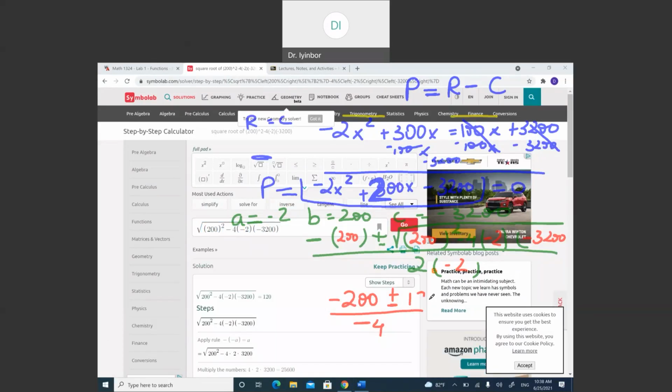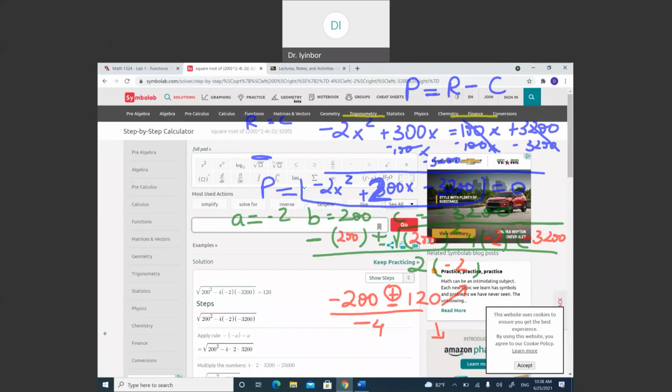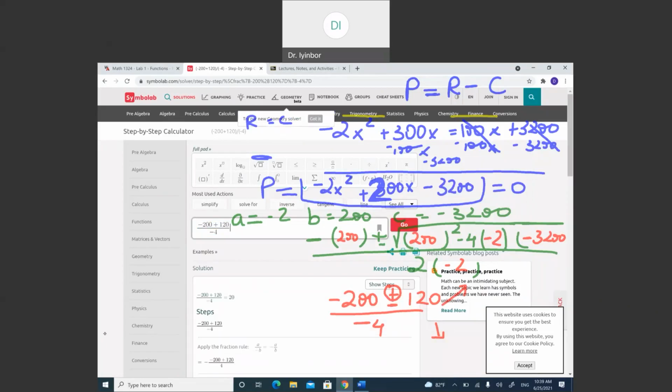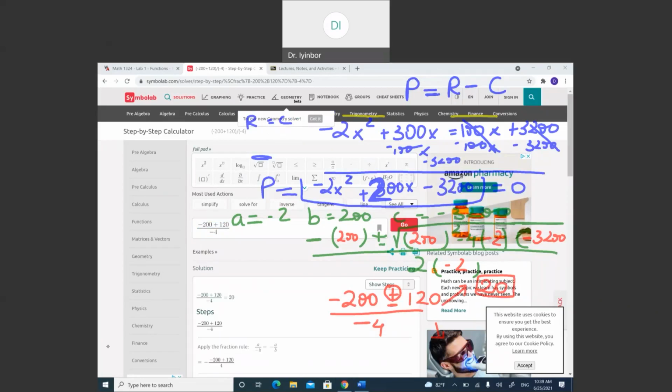And then I'm going to do plus and minus. So when I do plus in the calculator, I'm going to do the fraction. And then I'm going to do the minus. So let's do the fraction. I'm going to delete this. And I have the fraction: negative 200 plus 120 over negative 4. So I'll just plug it like that to simplify, and that gives me 20. So my first answer is 20. And then I'm going to do the other one. Let's see when I change this to negative: negative 200 minus 120 over negative 4 is going to give me 80.